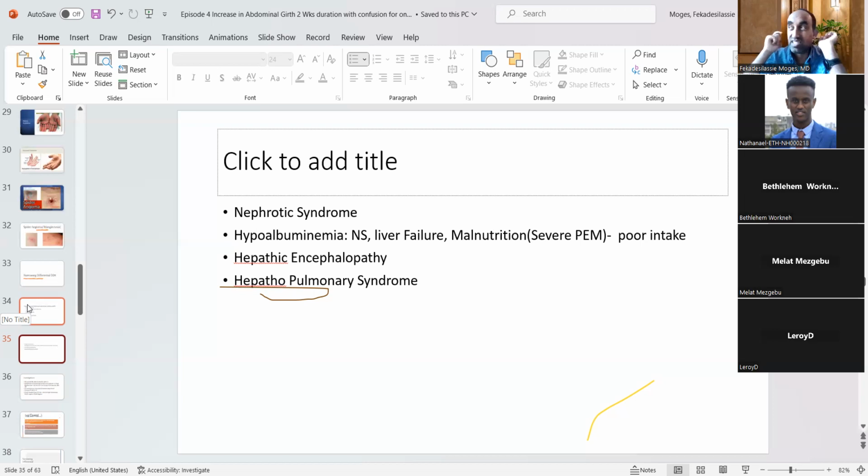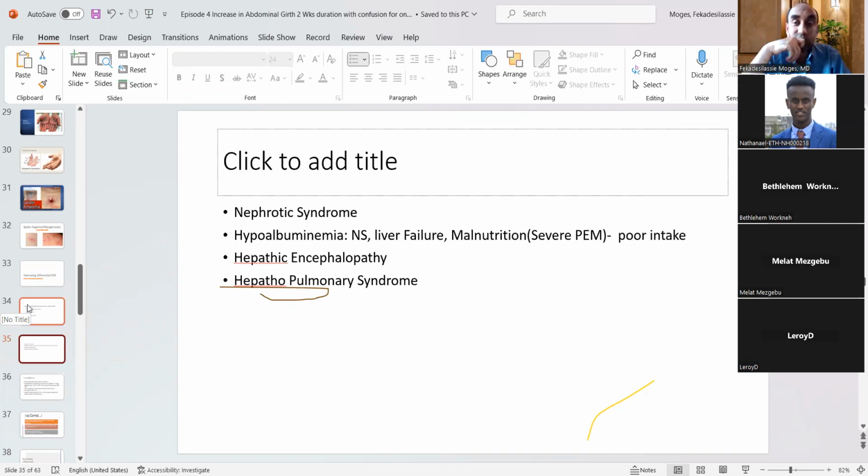Gamma glutamyl transpeptidase, I think, GGT, right? So it will be elevated in a patient with liver disease. GGT will be elevated, and alkaline phosphatase has to be also checked. It will also be elevated. Okay, that's very important. Very good. Good, good, good.